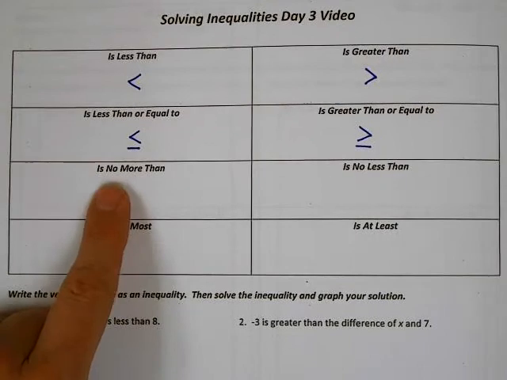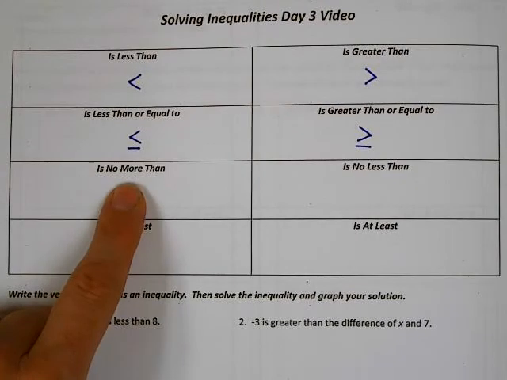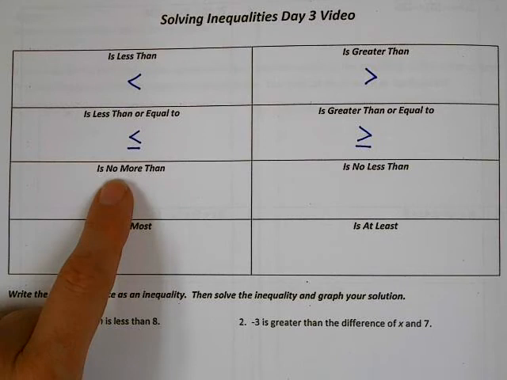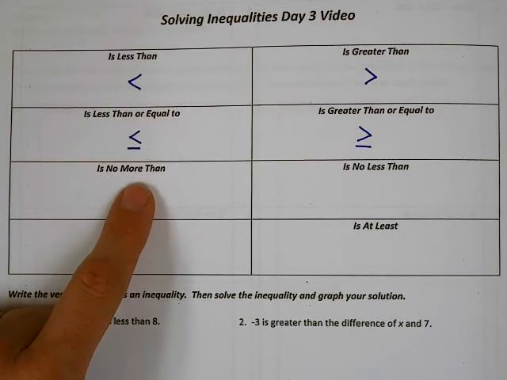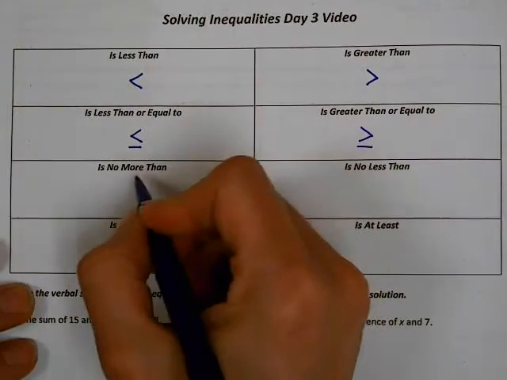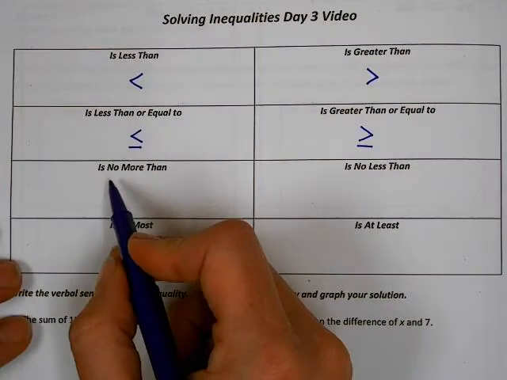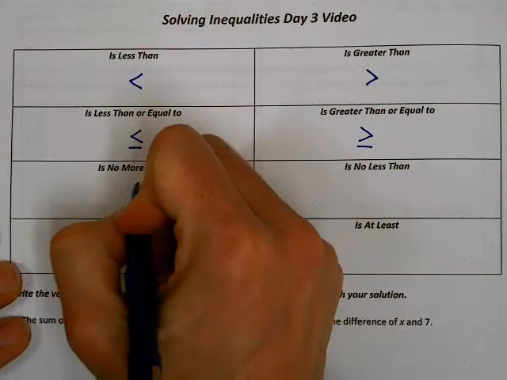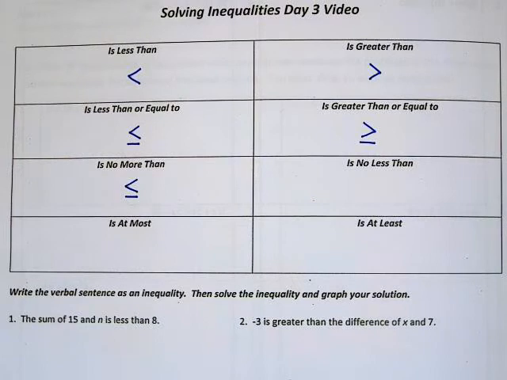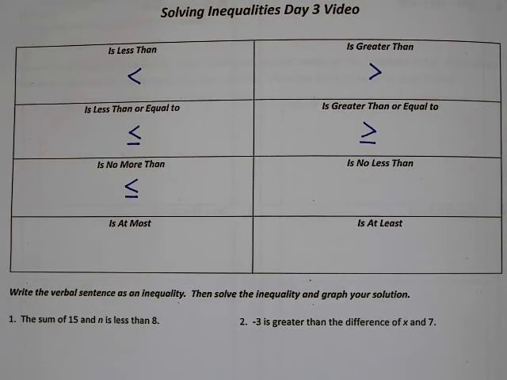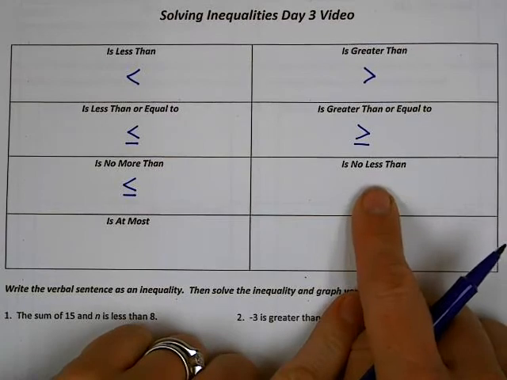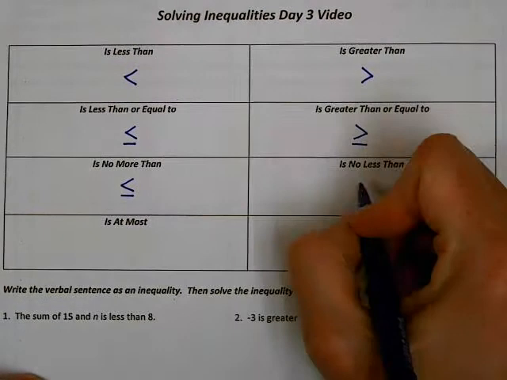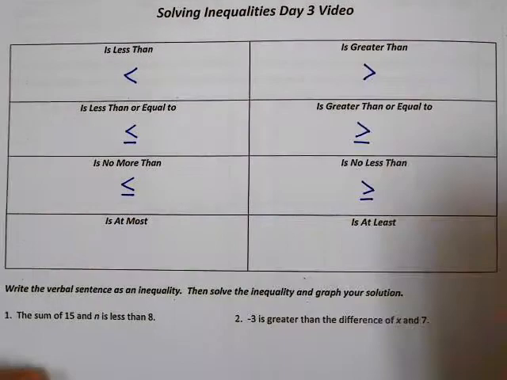So for the first one here, is no more than. So we have to think, this is saying is no more than. It can't be greater than a certain number. So if I said the number I'm thinking of is no more than 10, it means it has to be less than or equal to 10. I could pick 9, but I couldn't pick the number 11 because it is more than. Is no less than, then on the other hand, has to be greater than or equal to.